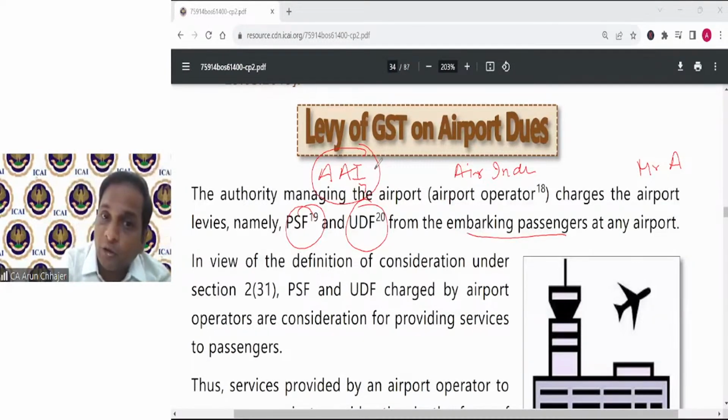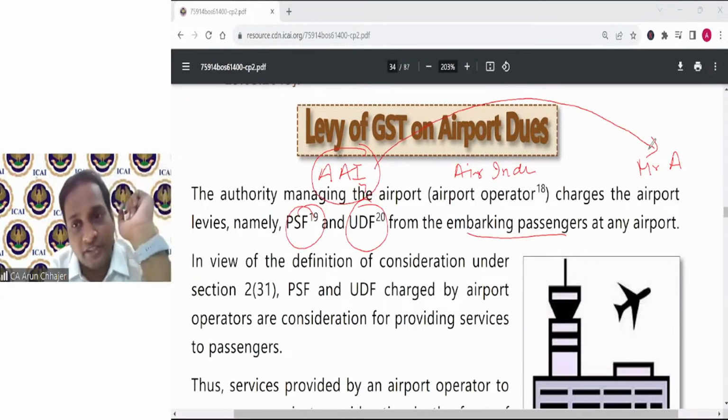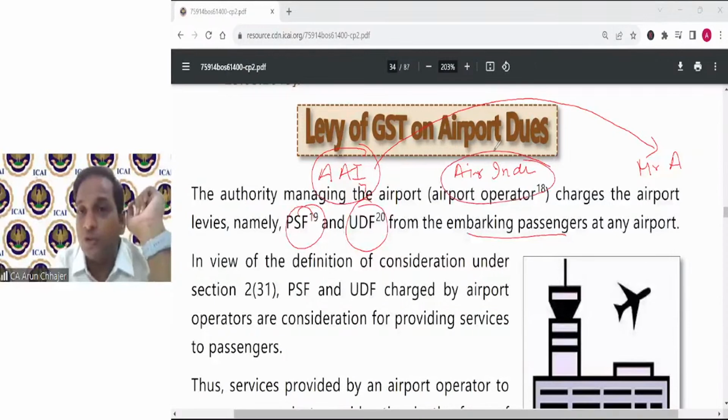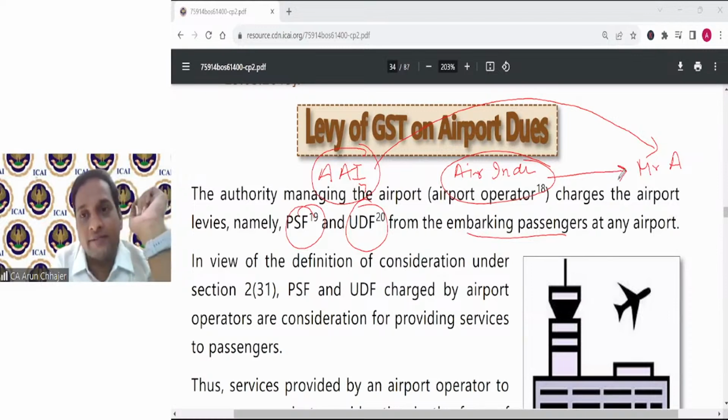But Airport Authority of India does not have any direct interaction with Mr. A, because the ticket, etc., will be issued by Air India. So when they are raising the invoice and collecting the amount from the embarking passenger, they are also adding the UDF and PSF charges.